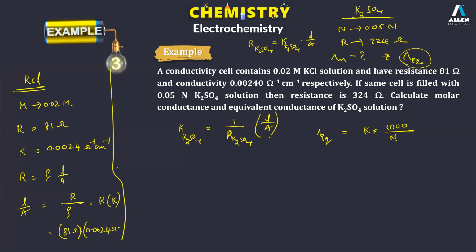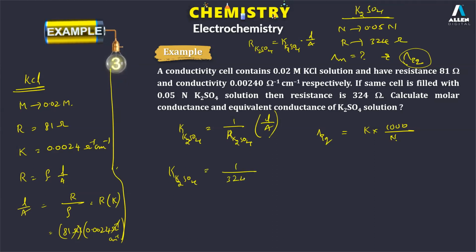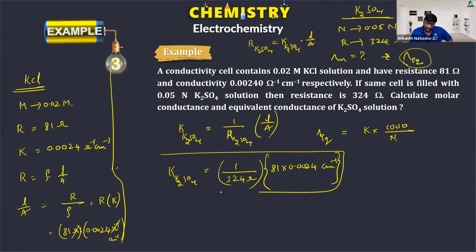0.0024 ohm inverse centimeter inverse. Ohm inverse, the ohm gets cancelled out. So K of K2SO4 is 1 by R of K2SO4. Resistance for K2SO4 is how much? 324 ohm into L by A. It doesn't matter, L by A is constant for KCl as well as K2SO4. 81 into 0.0024 centimeter inverse. So this is nothing but your K.